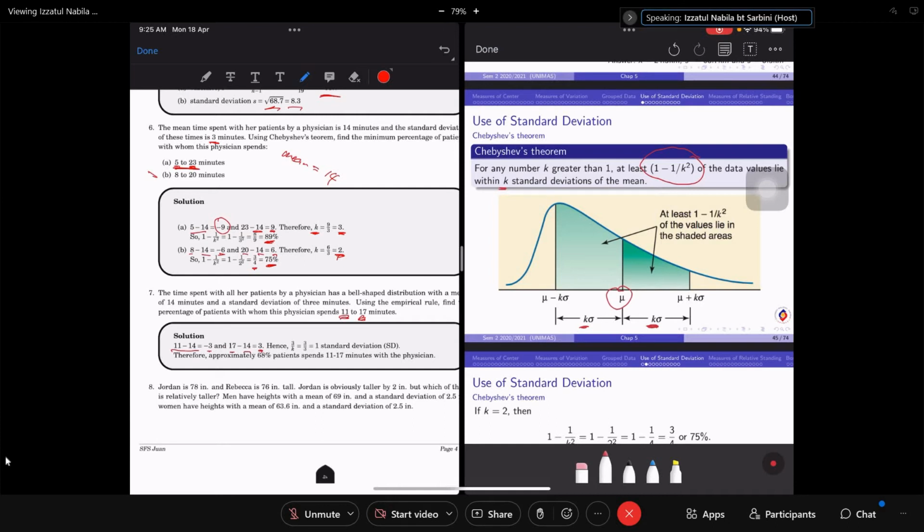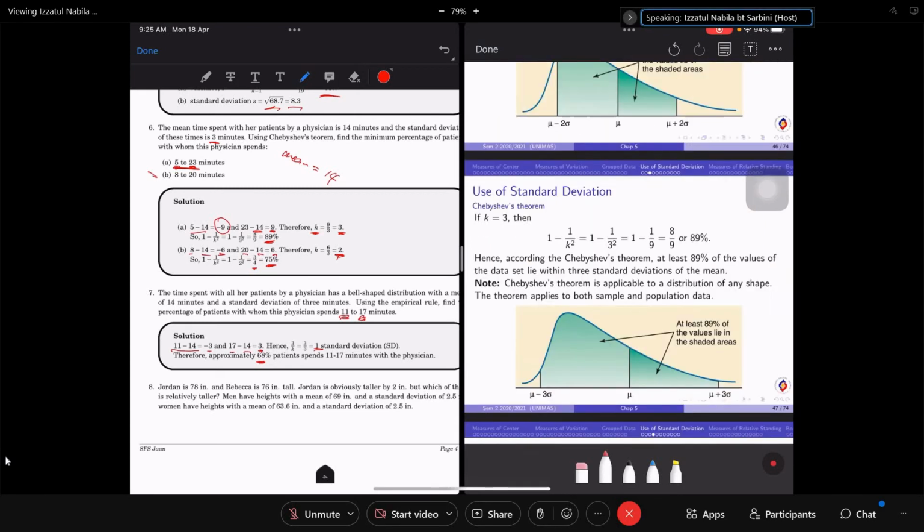And then you calculate the K. It becomes 3 divided by 3, so 1 standard deviation from the mean. Once you have that, you know that 68% of patients spend around 11 to 17 minutes with the physician.